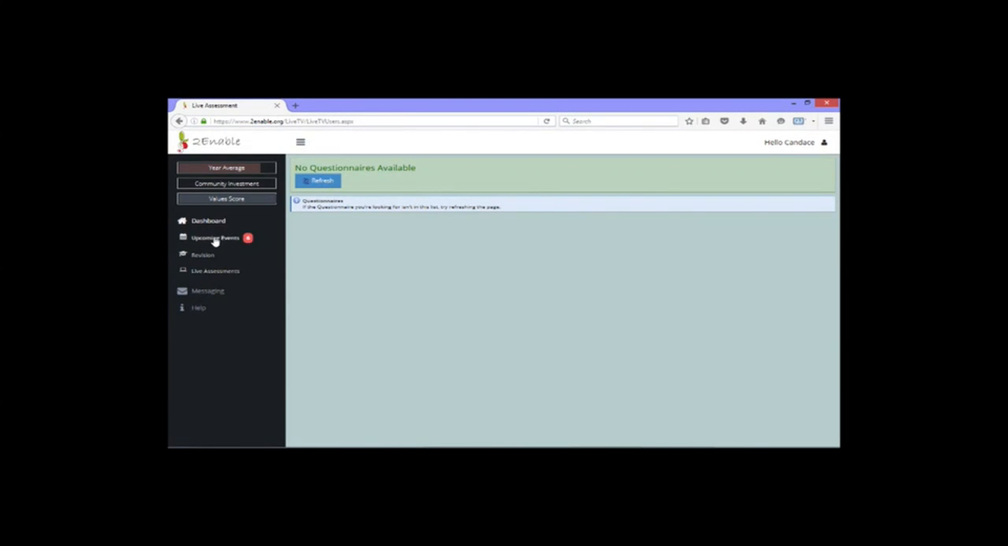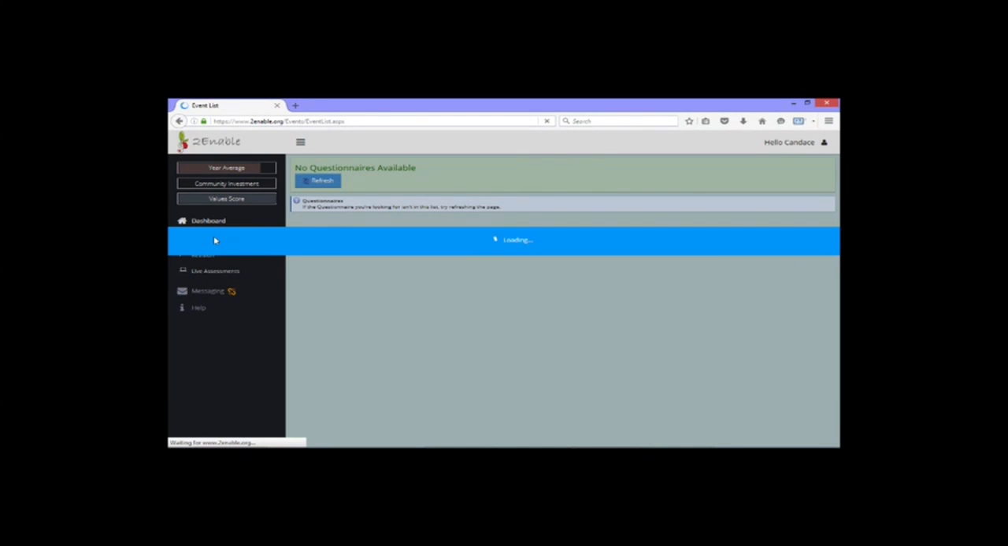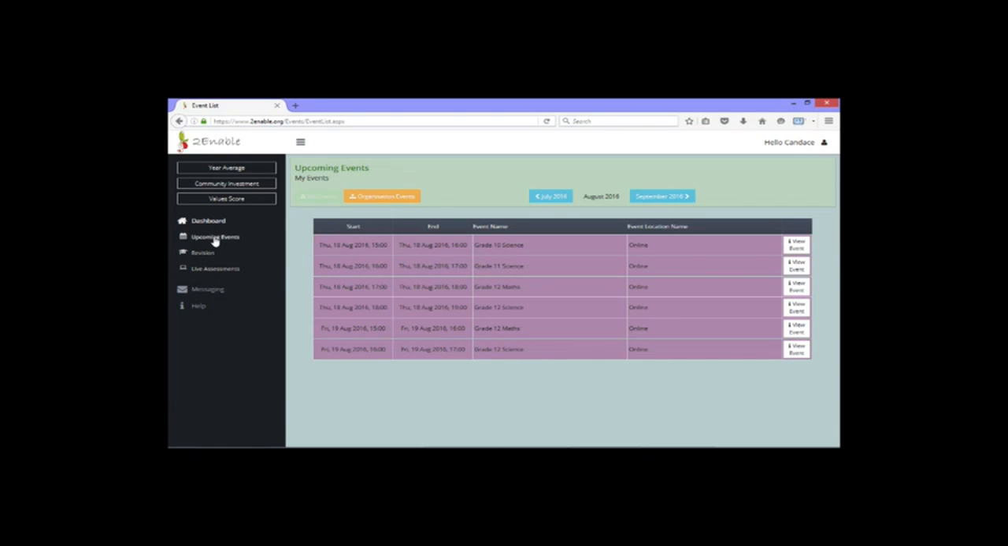But anyway, more importantly as well is that if you've enrolled in the classes, then you will get upcoming events and you will get a schedule of all the lessons as they are listed.